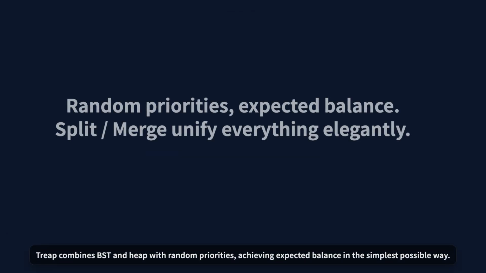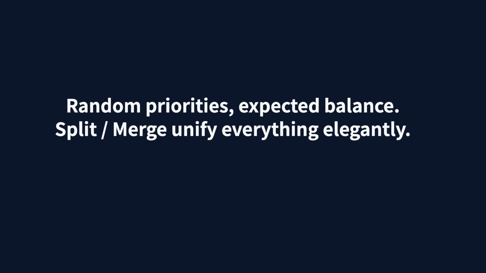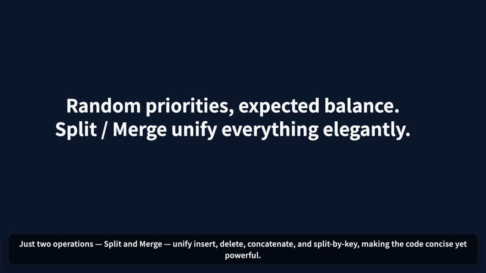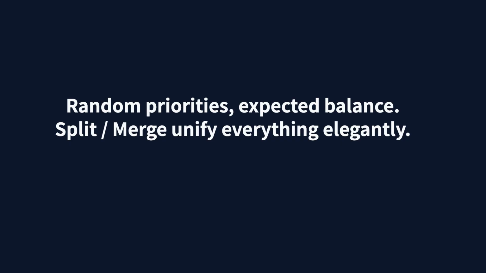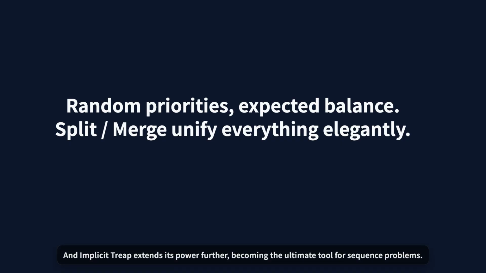Treap combines BST and heap with random priorities, achieving expected balance in the simplest possible way. Just two operations, split and merge, unify insert, delete, concatenate, and split by key, making the code concise yet powerful. And implicit treap extends its power further, becoming the ultimate tool for sequence problems.